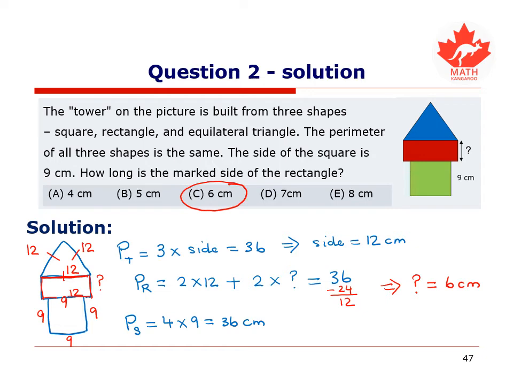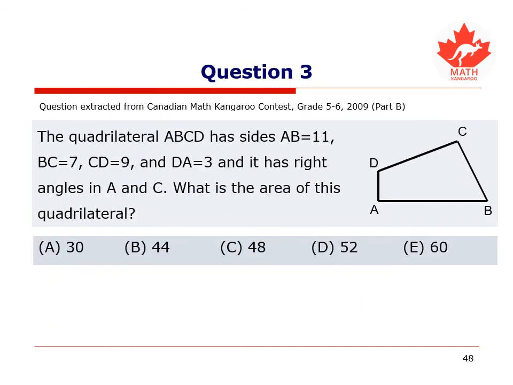We can confirm this answer by now working out the perimeter of the 3 shapes and showing that they each equal 36. Let's have a look at another question. So here we have question 3.